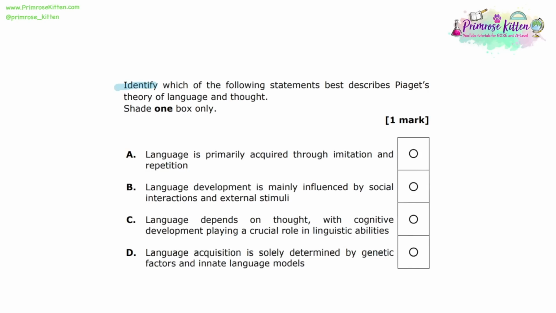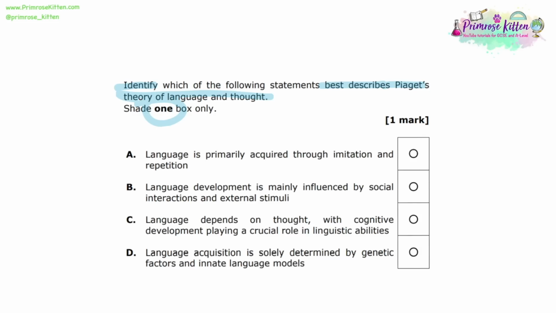Identify which of the following statements best describes Piaget's theory of language and thought. Shade 1 box only. Option A, language is primarily acquired through imitation and repetition. Option B, language development is mainly influenced by social interactions and external stimuli. Option C, language depends on thought, with cognitive development playing a crucial role in linguistic abilities. And option D, language acquisition is solely determined by genetic factors and innate language models.